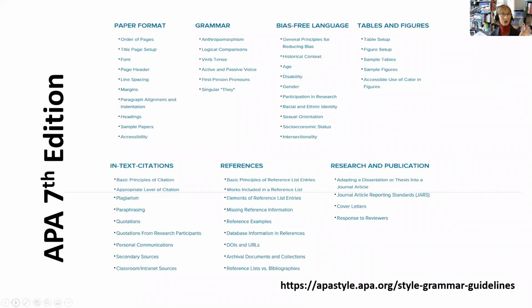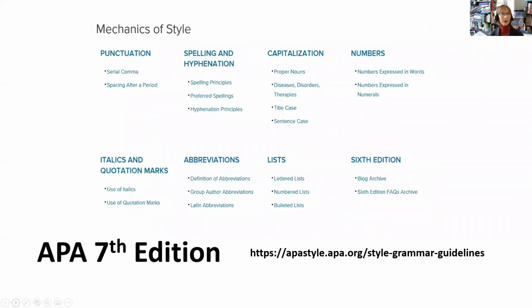This is just a screenshot of the page. Any of the topics that we've covered and many more, you can find and click on their page and go to the section that addresses it. All the mechanics of style, the things like punctuation, spelling, capitalization that I mentioned. You can still get to the 6th edition, so when you are still needing to do that, you can do that.